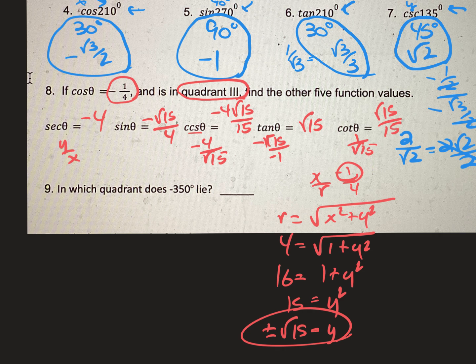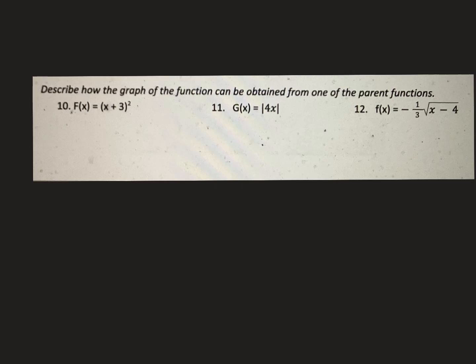Okay, number 9 is just asking you a quadrant question. Like, what quadrant is -350 in? -350 would go like -90, -180, -270, almost to -360, almost all the way around that direction, which puts me in quadrant 1.